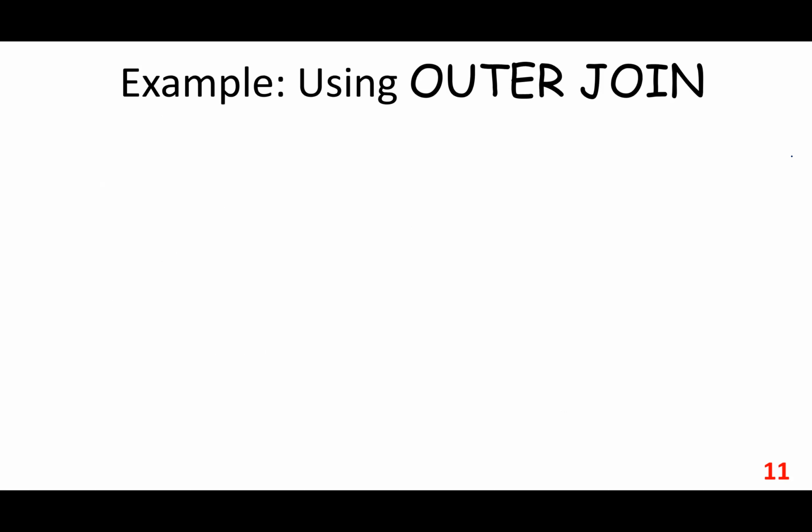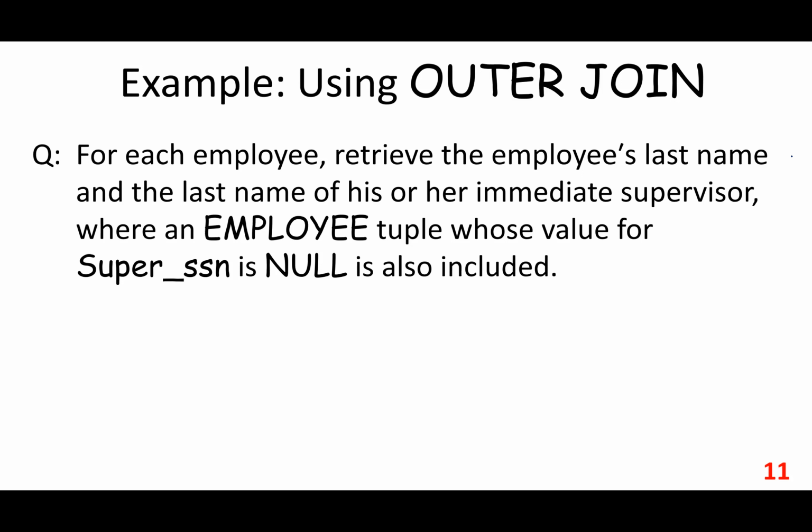All right, example. Using outer join. Let us see a few simple examples here. Question: for each employee, retrieve the employee's last name and the last name of his or her immediate supervisor. Let's look at this condition. Immediate supervisor, because we know a supervisor may have another supervisor, right? But immediate supervisor, just that supervisor.